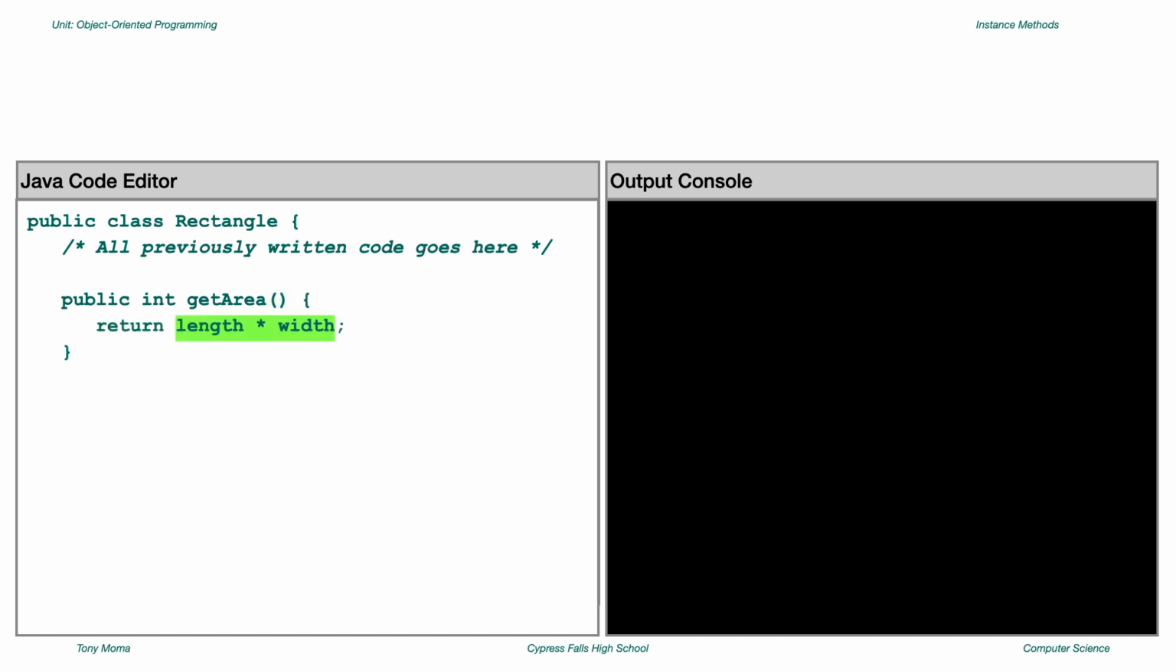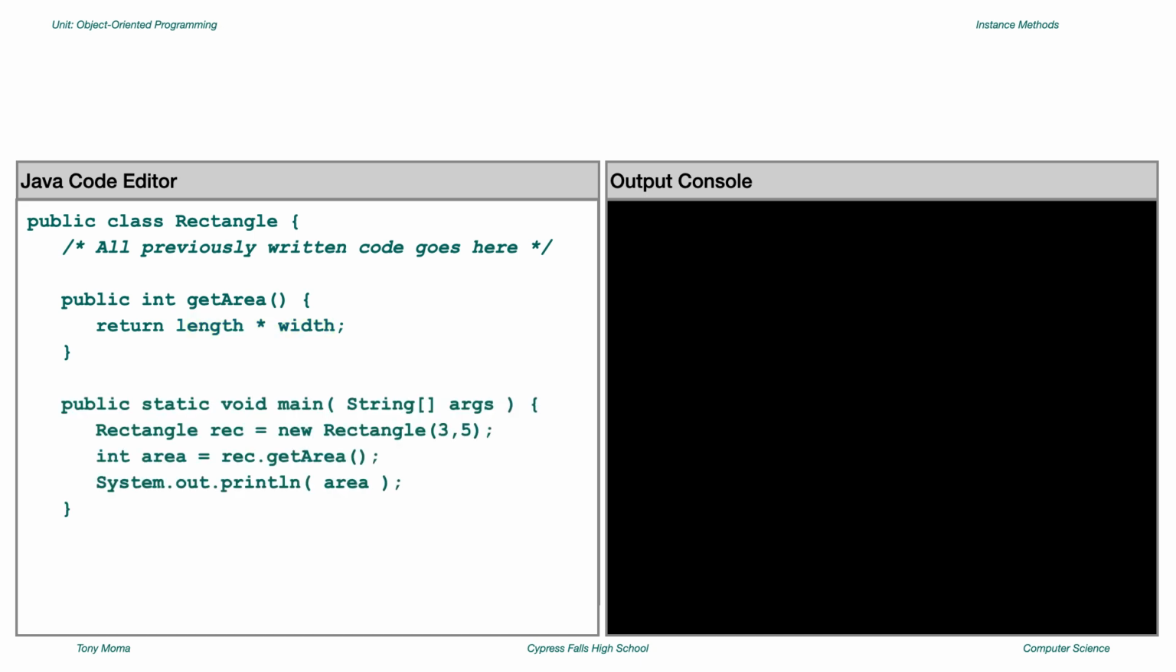Then inside the body, we're going to compute and return the area. What's the area of a rectangle? Length times width. Once again, if you don't know this off the top of your head, you can Google it. Simply ask Google, what is the formula for the area of a rectangle? And you will get length times width. Now that the method is complete, we can use it inside our main method. If I create a rectangle with a length of 3 and a width of 5, then I call the getArea method on it and store the result inside of a variable. When I print that out, I get 15 for my output, since 3 times 5 is 15.